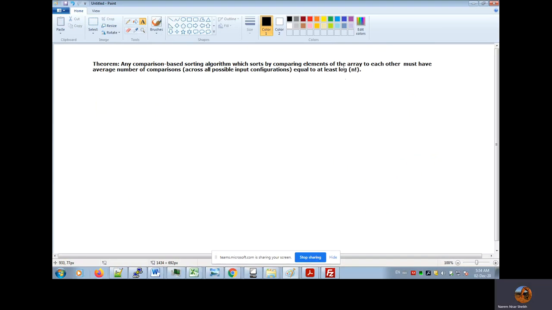And here I don't need to put ceiling because the answer could be fractional, so it has to be at least this much. What this means now is that we have two important lower bound theorems. One was for the worst case, and the other one is for the average case.